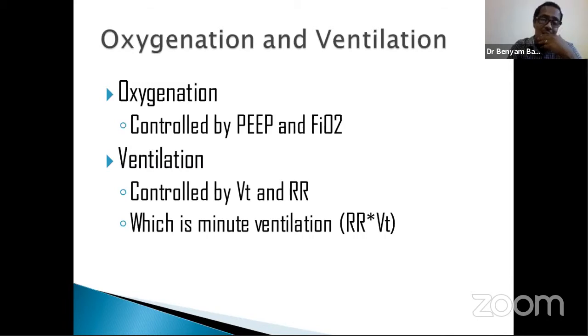So how can we oxygenate or ventilate on a mechanical ventilator? What does it mean to oxygenate when we are considering it via the mechanical ventilator? Usually oxygenation is controlled by positive end-expiratory pressure (PEEP) and FiO2, and ventilation is controlled by tidal volume and respiratory rate. And don't forget, tidal volume and respiratory rate, when multiplied, give minute ventilation. Whenever minute ventilation decreases, there will be accumulation of carbon dioxide, so ventilation is affected. So that's what it means.